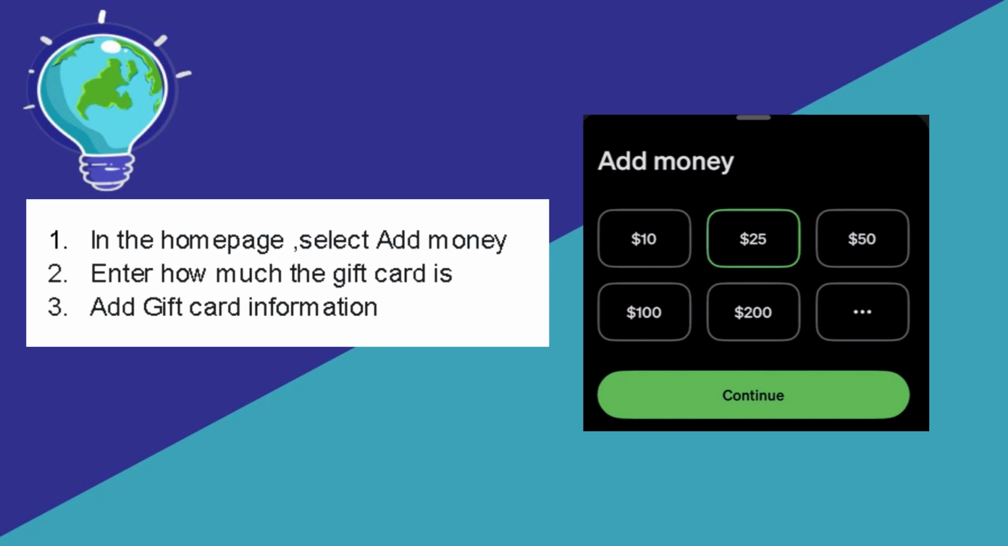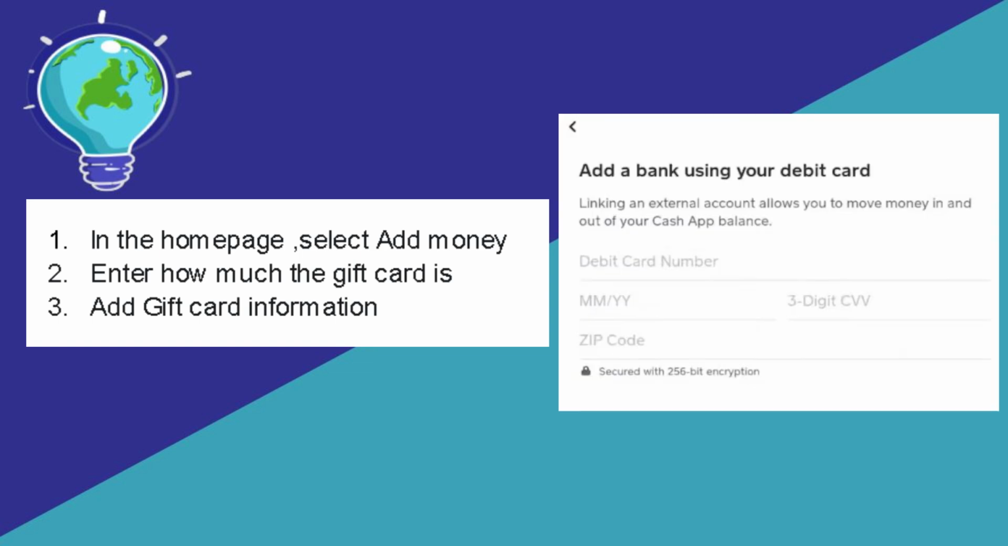You will then be prompted to add a bank using your credit card. Now simply enter the same information of your gift card using the debit card number, the year, the 3-digit CVV, and so on and so forth. Then click on link card. After that, it should then be able to recognize your gift card and be able to cash in or deposit the money from your gift card into your Cash App.